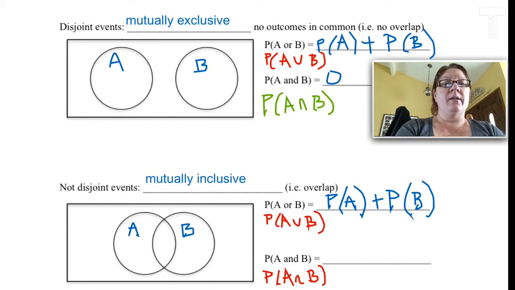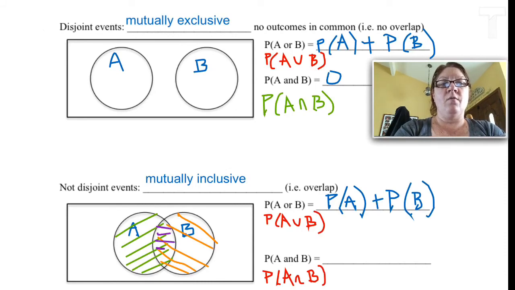If I take the probability of A, that's everything in circle A. And then if I take the probability of B, that's everything in circle B. And so now when I add those together, what's happened is I've added this extra overlap in twice. I've added it once as part of the green section and once again as part of the orange section, and I don't want to count it twice, so I must subtract the overlap. And if you look at your formula sheet, you'll see that this is actually the formula for OR.